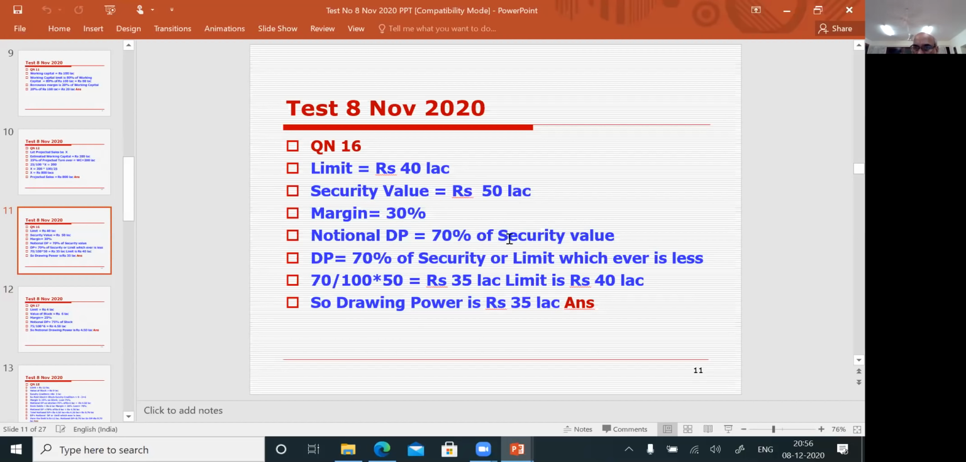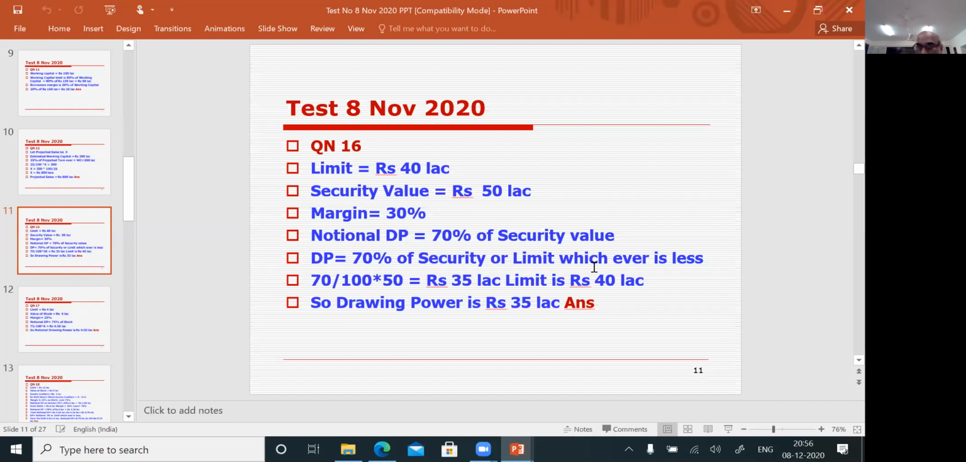So 70% of the 50 lakhs, how much does it come to? 35 lakhs. So in the exam, if they ask you what is notional DP, you have to write that notional DP is 70% of the security value, 70 into 50, 35. So what is the limit sanctioned? 40 lakhs. So here, both the notional DP and the DP are the same.